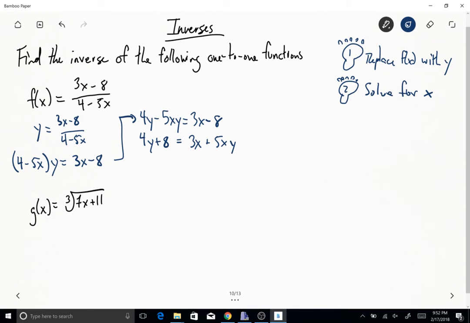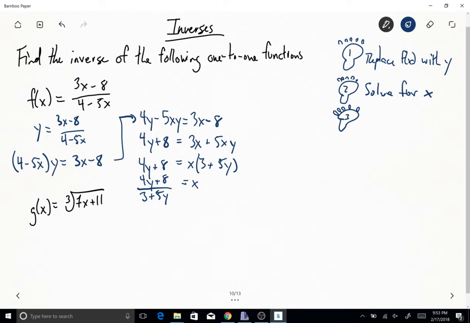Okay, so now what do we do? This is where it gets a little bit trickier. Notice you have x in both terms on the right hand side, so we'll factor out an x. So you get x times (3 plus 5y), and you have 4y plus 8. And so now we can divide both sides by what's on the right hand side, so 3 plus 5y should appear in the denominator. And so that leads us to step 3, now that we've solved for x.